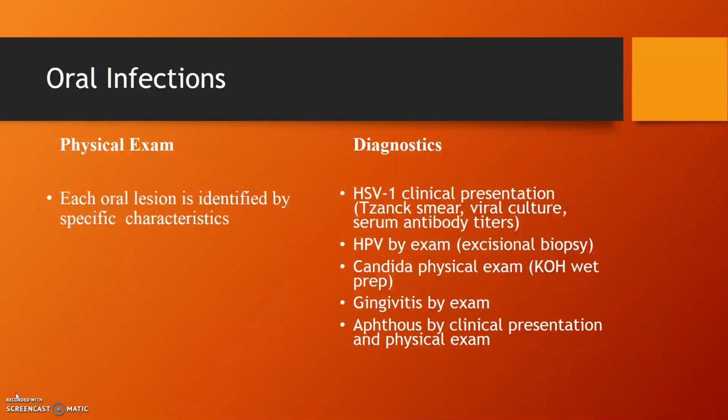HPV is diagnosed by exam. Of course, you could do an excisional biopsy, but really when you see those warty lesions, they're very easily recognizable. Candida is by physical exam, but you can look microscopically for hyphae, though generally it's just a physical exam. Gingivitis is by exam. Aphthous ulcers are by clinical presentation and physical exam again. So it's important for us to recognize these.